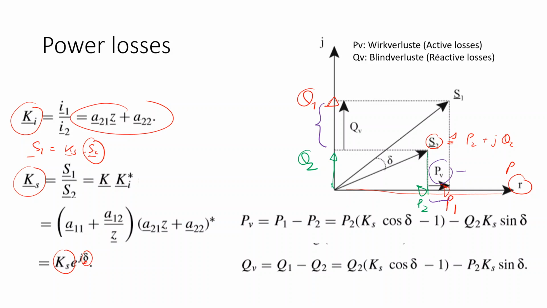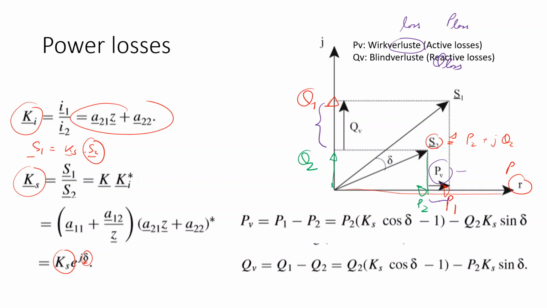PV, the V is German. Verlust is loss. PV stands for Verluste, but in English you would write P loss and Q loss. P loss and Q loss. So it can be computed. This is just an equation.